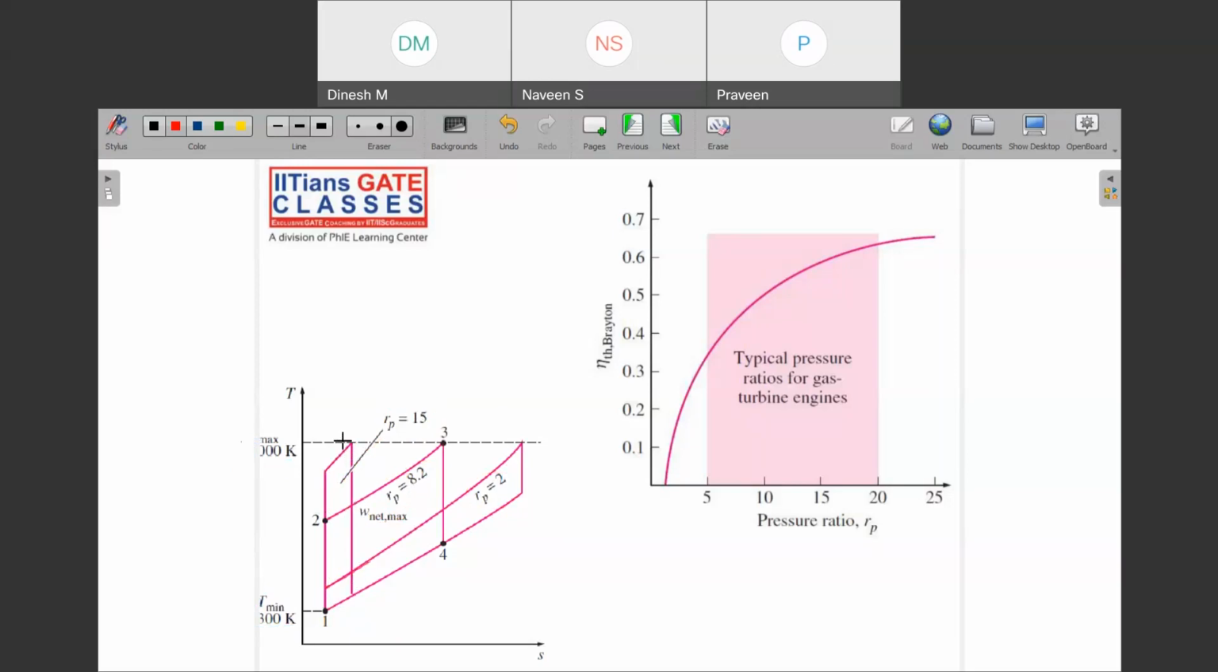Okay. I hope you understand. Then there is one important term called, what is that? Back work ratio. Very important. Back work ratio.